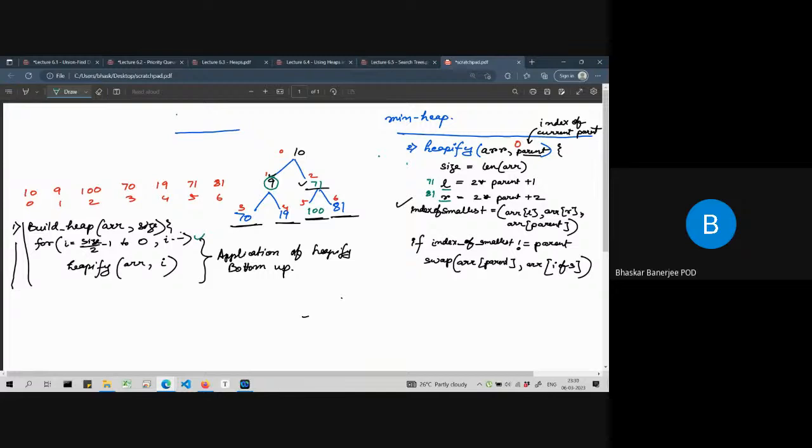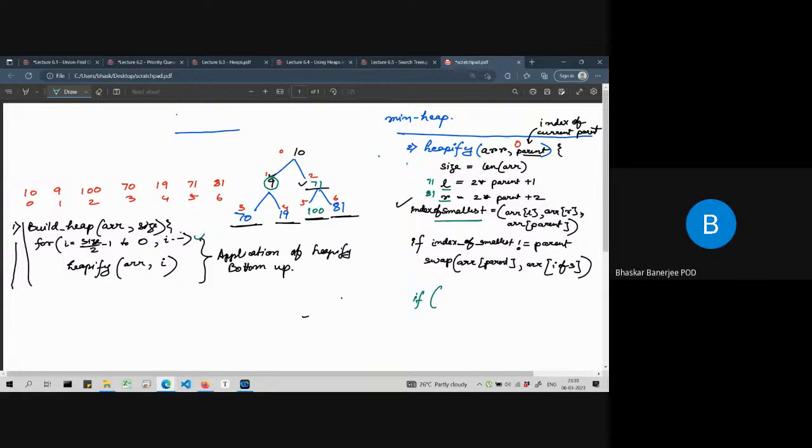So but in that case, the right child would be nothing, right? The value of the right child will be outside the array. So in that case, when you find the index of the smallest, you have to take care of that. Okay, let me write that. So maybe put that in try and except.